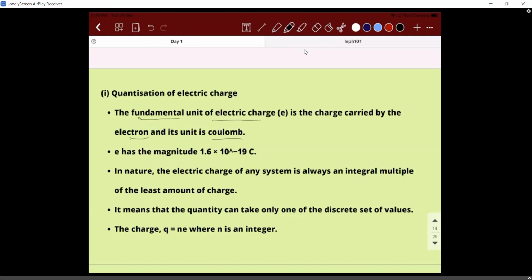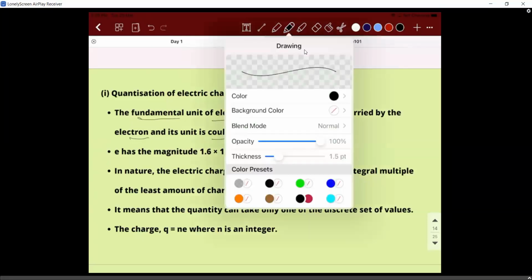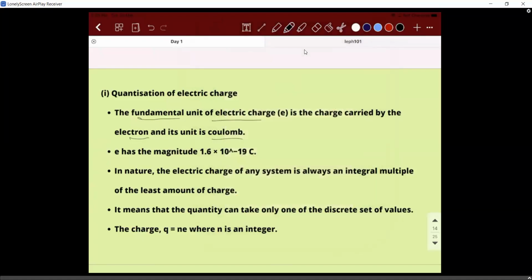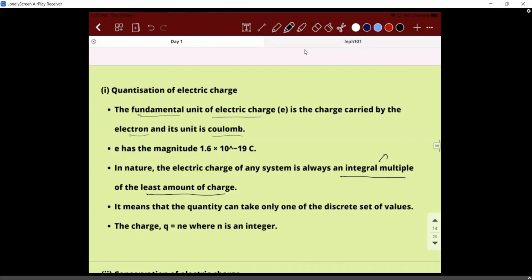Now you need to give a statement for quantization. So what does the statement tell us? In nature, the electric charge of any system you take is always an integral multiple of the least amount of charge. What do you mean by integral multiple? Integral is derived from the word integer, right? So it means that the quantity can take only a discrete set of values, and this is the mathematical expression: Q is equal to plus or minus n into e.